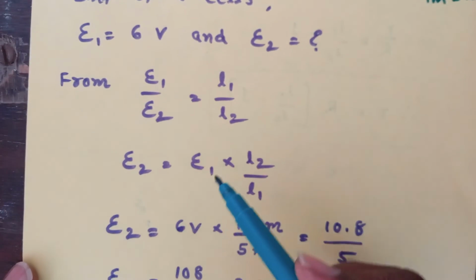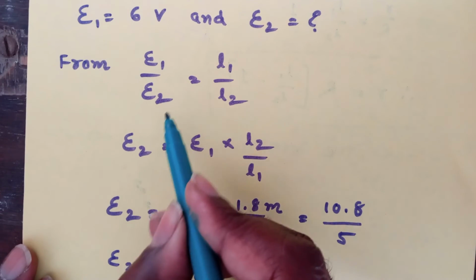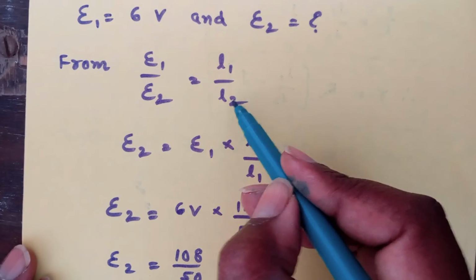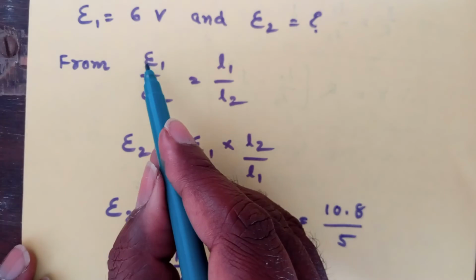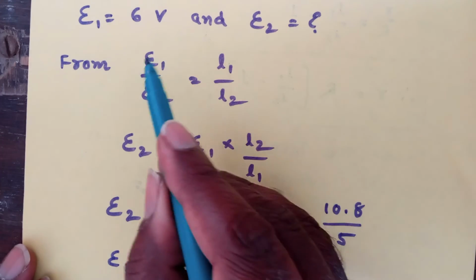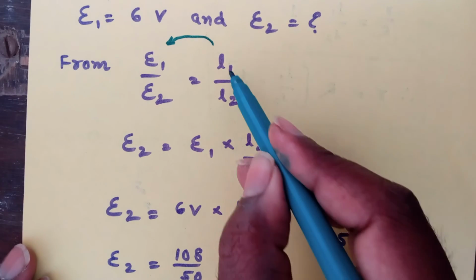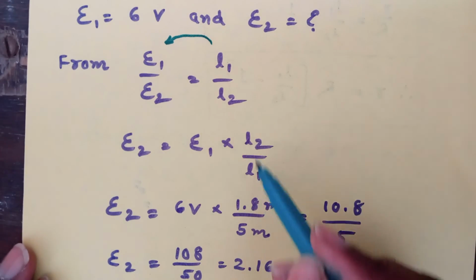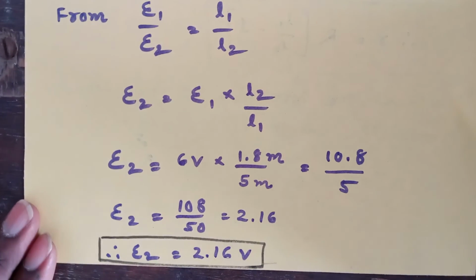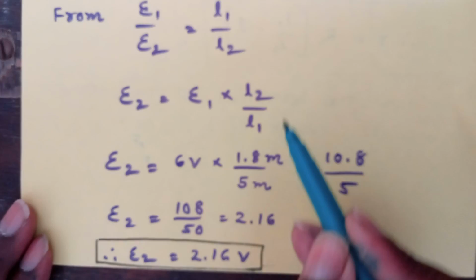Formula: EMF 1 by EMF 2 is equal to L1 by L2. What we have to find out is epsilon 2, the EMF of the second cell. So EMF 2 taken to the right side, and L1 by L2 brought to the left side, it is multiplied with the EMF of the first cell, in reverse, L2 by L1. Now substitute the values. EMF 2 is equal to EMF 1 multiplied with L2 by L1.